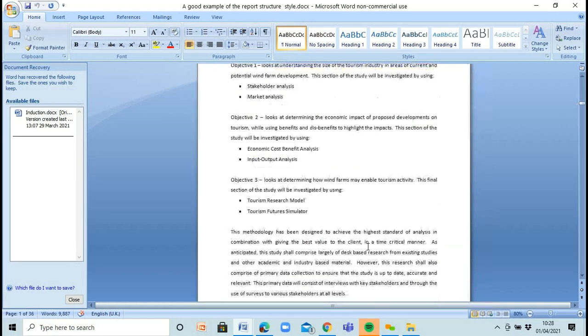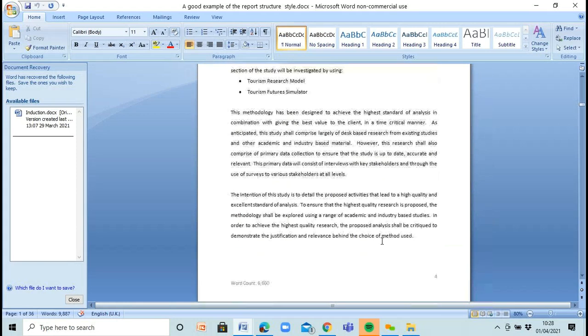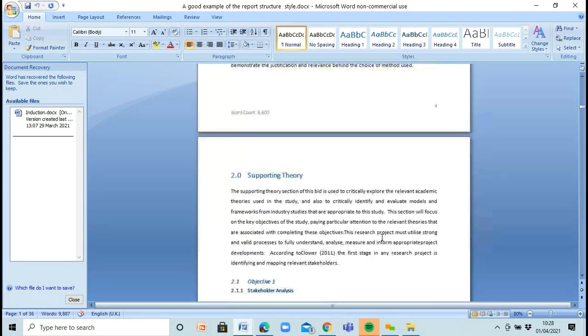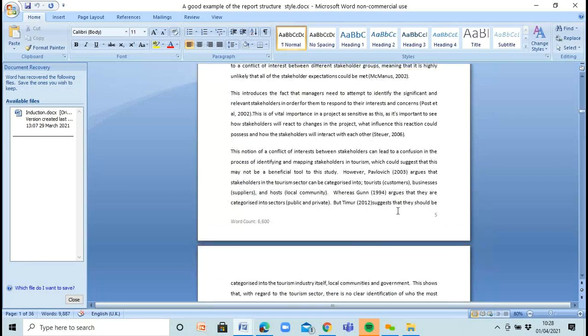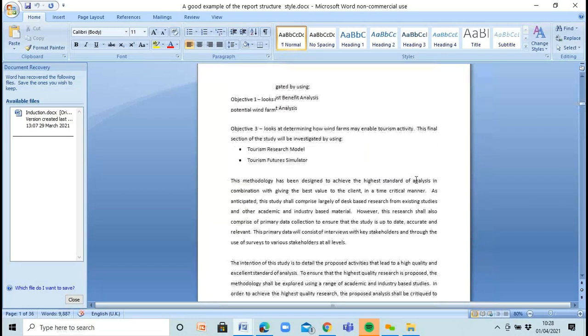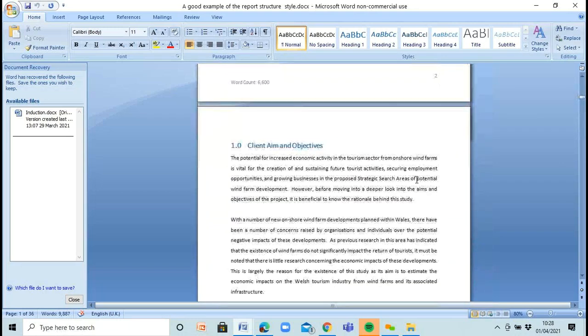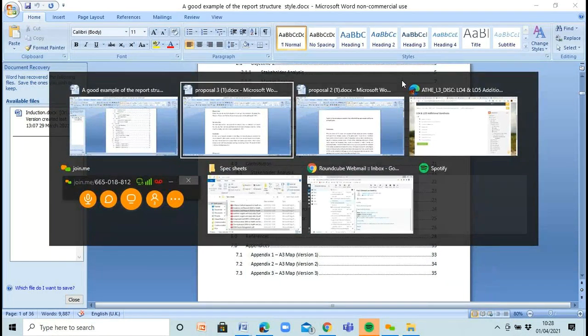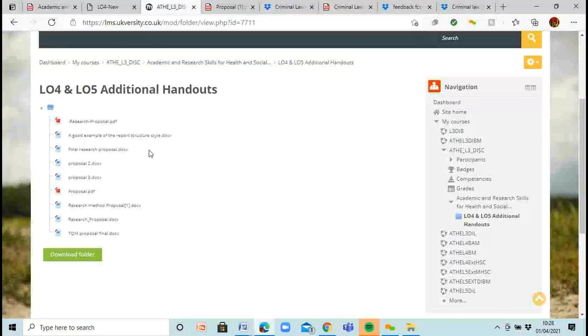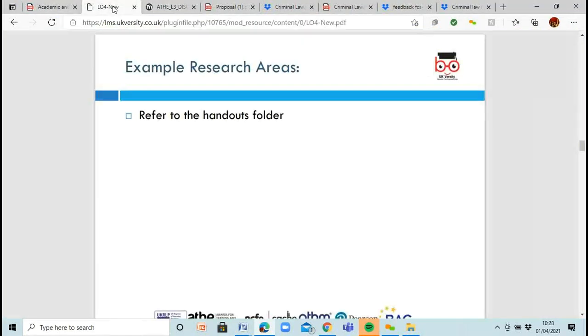So it's going into what all these different objectives are, what methodology is, what the intention of the study is, and then supporting theory and so on. So this one is extremely detailed. But these are nice things to just have a quick scroll through, just to give you a good idea of what sort of layout this should be. Remember, you can go into here. There's a whole load of different ideas there. Let's go back.